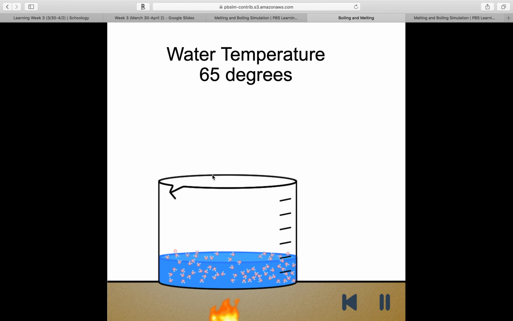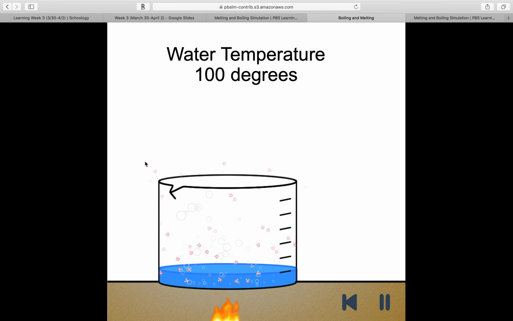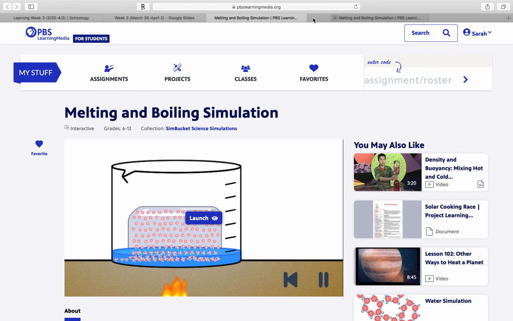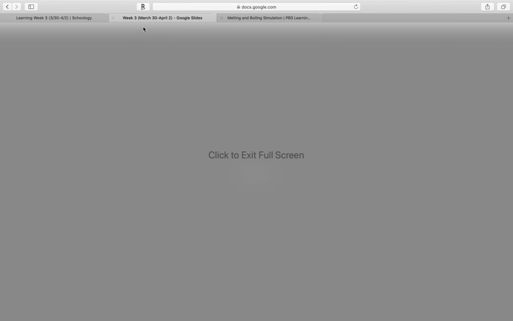And since the beaker is open, as the particles gain thermal energy and start to spread out more, some of these particles are going to escape into the atmosphere. Now please realize the particles didn't disappear. They just escaped into the atmosphere since the container was open. All right, going back to our slides, we're almost done.